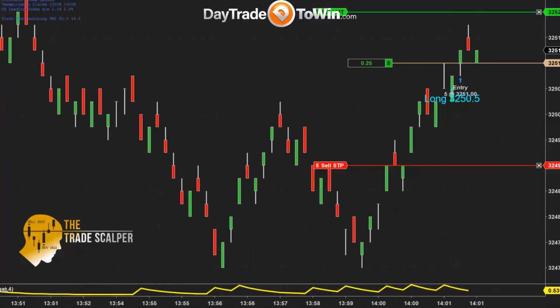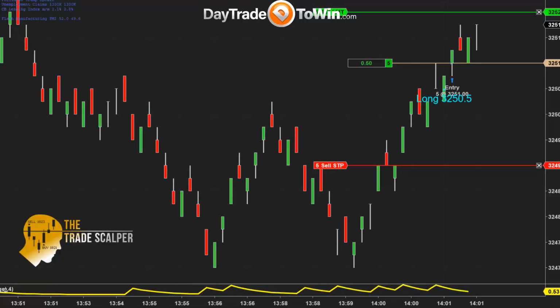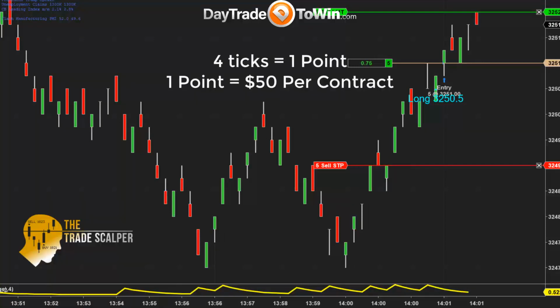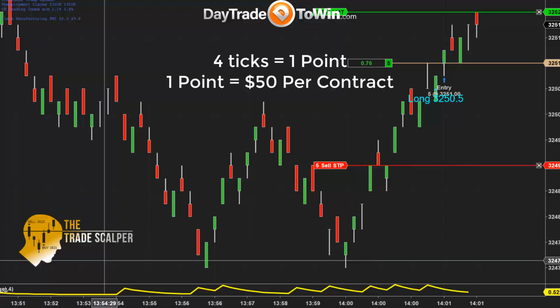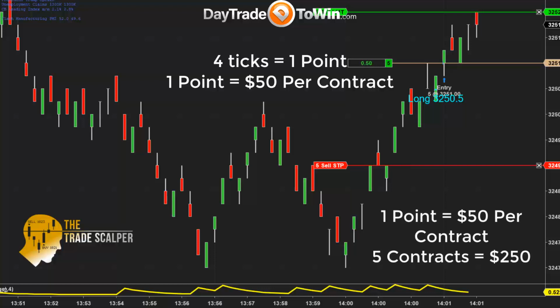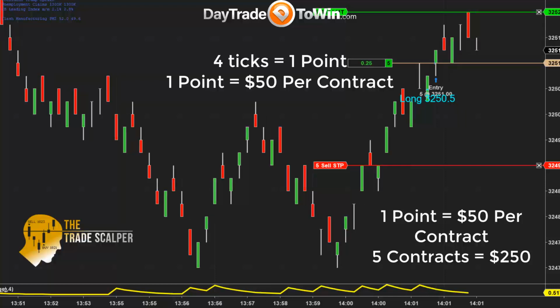And I'm expanding the chart here so you can see a little bit of the results of what the market is doing. Now I only have a 4 tick, which is a $1.50 per contract goal. So if you trade with just one contract, you make $50. If you trade with 2 contracts, you will make $100. If you trade with 5 contracts, which is what I'm doing here, you would make $250.